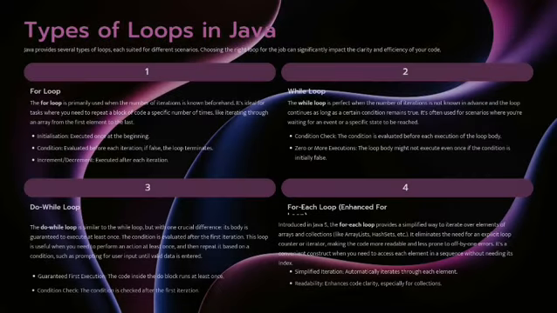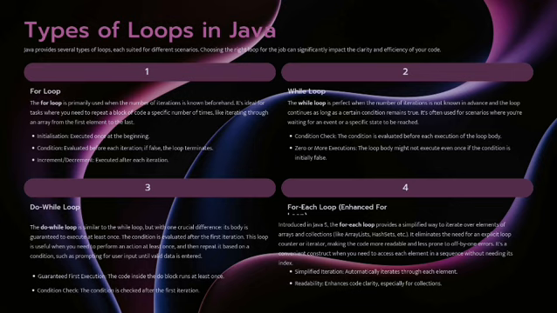Types of loops. Java provides several types of loops, each suited for different scenarios. Choosing the right loop for the job can significantly impact the clarity and efficiency of your code. First one is for loop. The for loop is primarily used when the number of iterations is known beforehand. It's ideal for tasks where you need to repeat a block of code a specific number of times, like iterating through an array from the first element to the last.